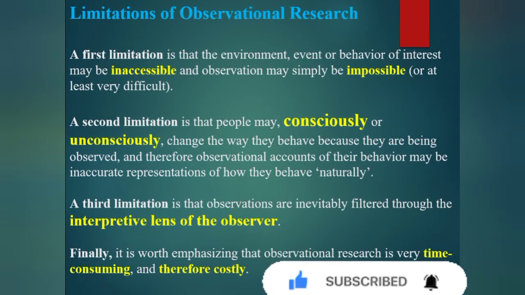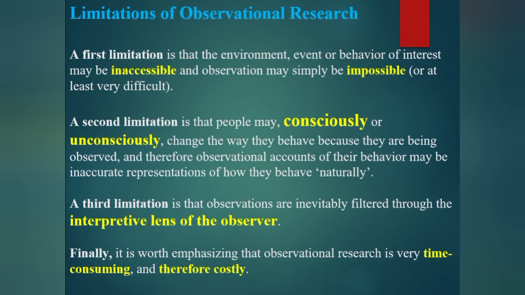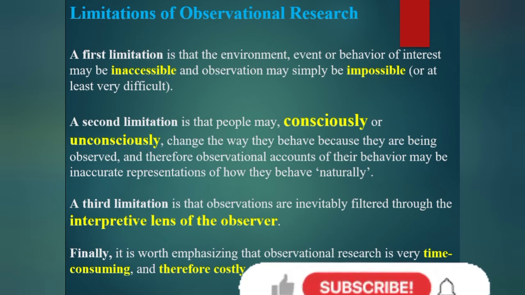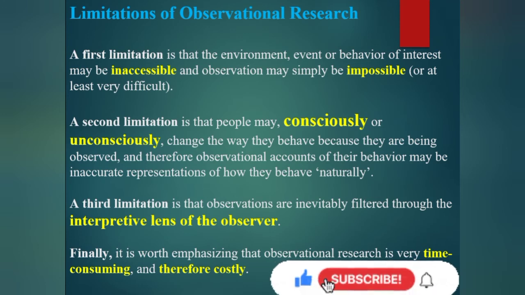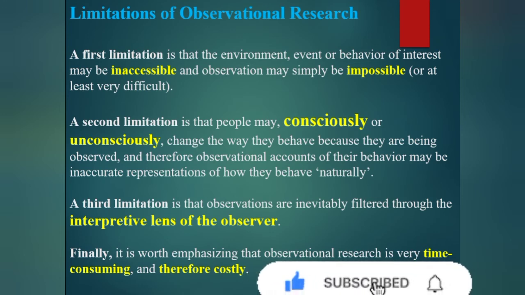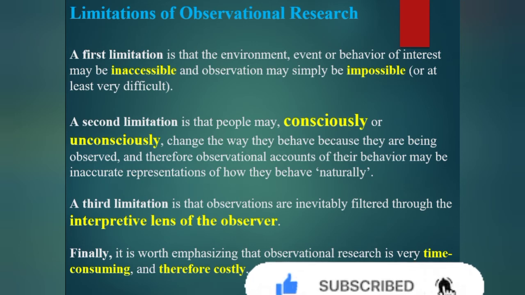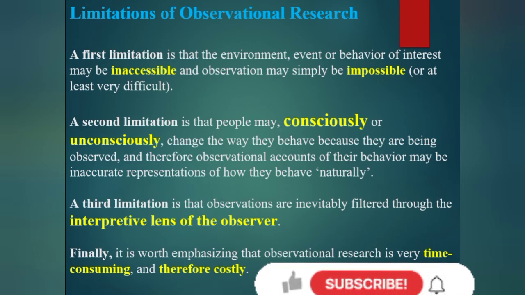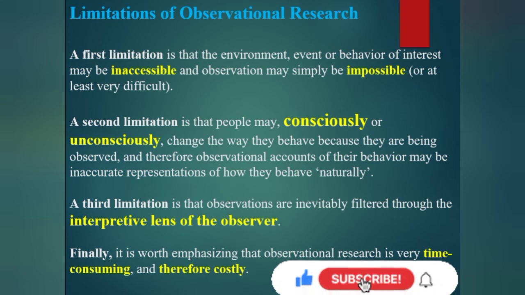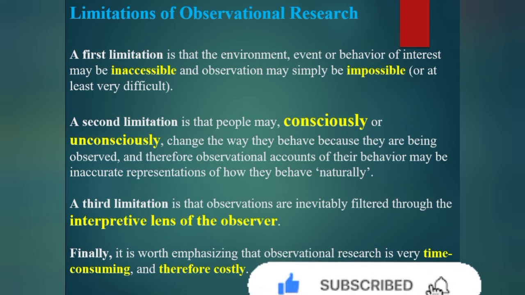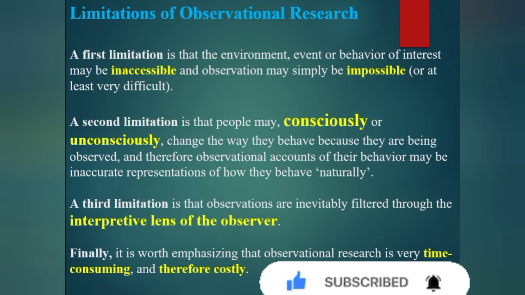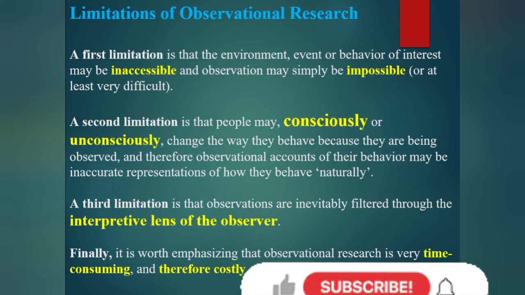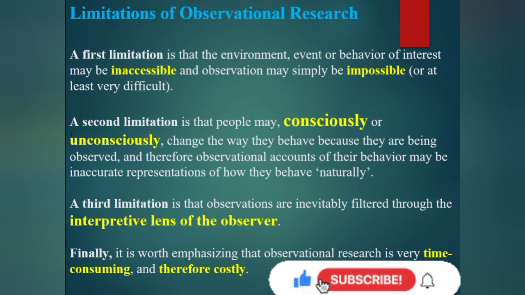Limitations of observational research. A first limitation is that the environment and/or behavior of interest may be inaccessible and observation may simply be impossible, or at least very difficult. A second limitation is that people may, consciously or unconsciously, change the way they behave because they are being observed, and therefore observational accounts of their behavior may be inaccurate representations of how they behave naturally. A third limitation is that observations are inevitably filtered through the interpretive lens of the observer. Finally, it is worth emphasizing that observational research is very time-consuming, and therefore costly.